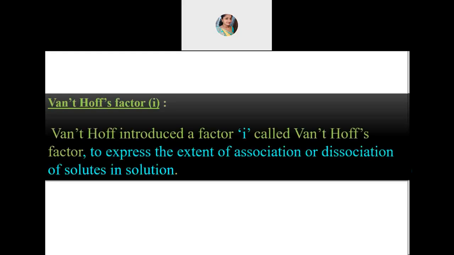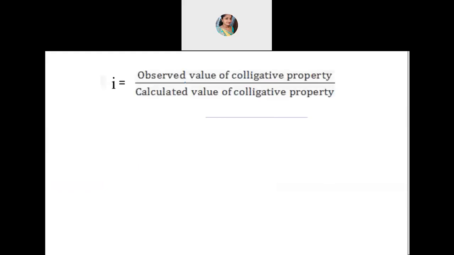That correction was given by the Van 't Hoff factor to express the extent of association and dissociation which is taking place in the solute. So this factor was introduced, the i factor. The i factor can be written as the observed value of colligative property divided by the calculated value of colligative property. Whatever observed you are getting, you divide by the calculated. Suppose your observed value and the calculated value are similar, then you will get i value as 1.